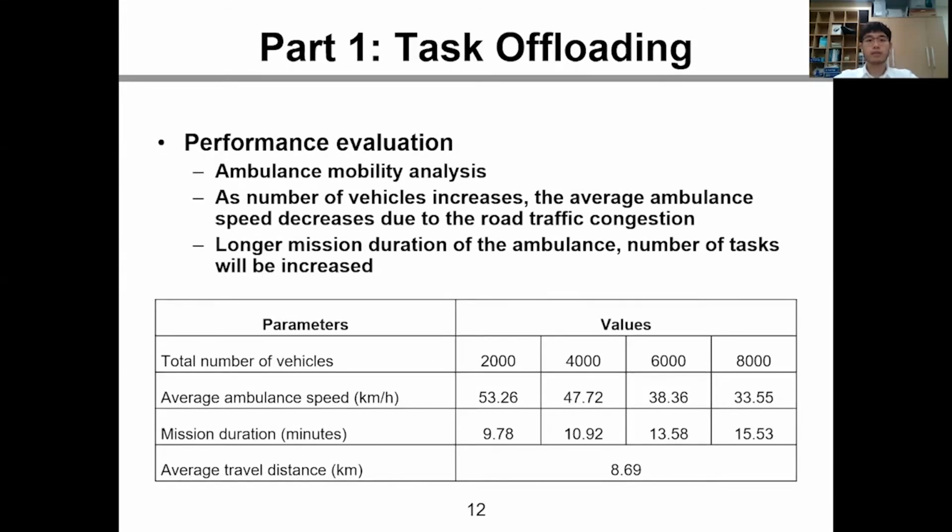First, let's evaluate the ambulance mobility, which simulates a high mobility vehicle scenario. Due to road traffic congestion, with the increased number of vehicles, ambulance speed decreases. Decreasing the speed of the ambulance will cause longer mission time, and it will result in a higher number of tasks to be offloaded, assuming the onboard device continuously generates tasks.